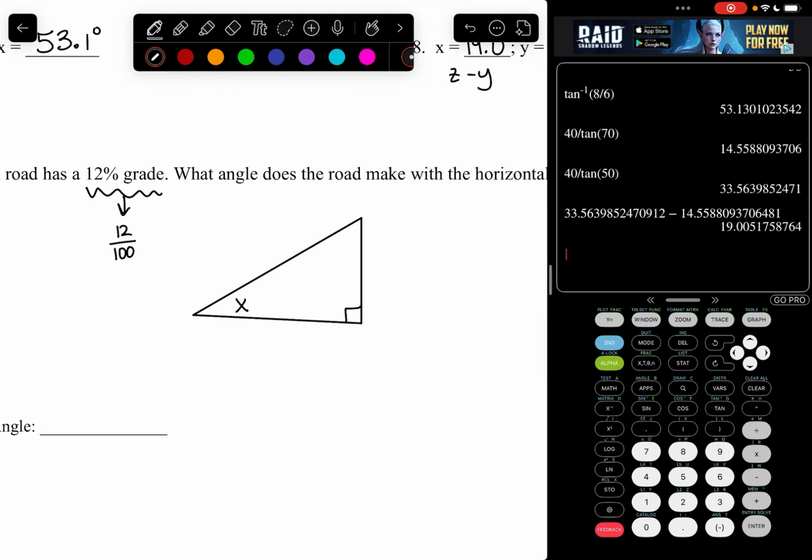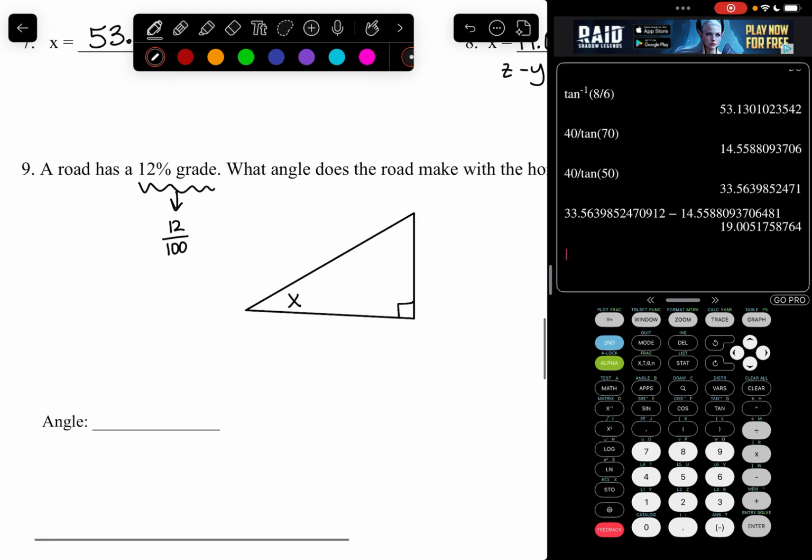So I'm looking for this, okay? When your road has a 12% grade, your top number is going to be your vertical height, and the bottom number is going to be your horizontal distance. It's kind of like slope. It's your rise and your run. So 12 is going to go here for my vertical, and 100 is going to go here for my horizontal.